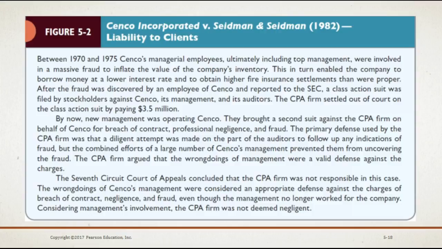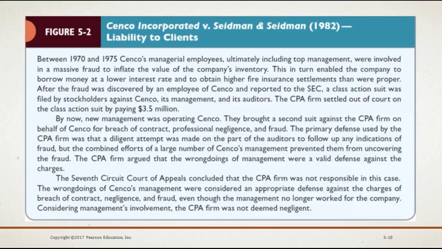Here, we have an example of a case that raised the question of negligent performance by a CPA firm. The case is between Senko Incorporated versus Sedman and Sedman. The source of legal liability for the CPA firm in this particular example is the liability to clients. The case involves alleged negligence by the auditor in failing to find fraud.